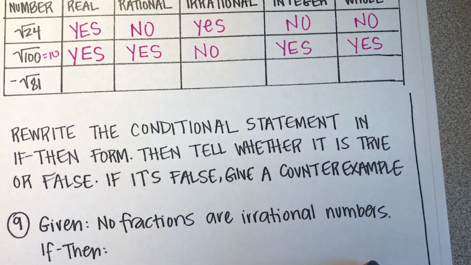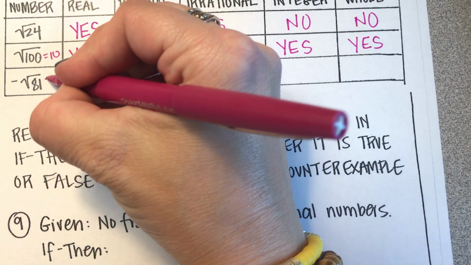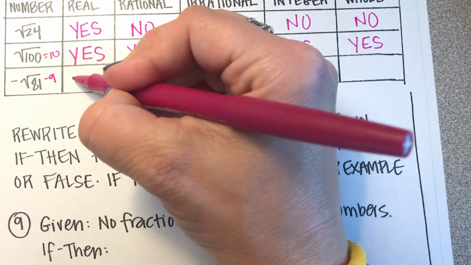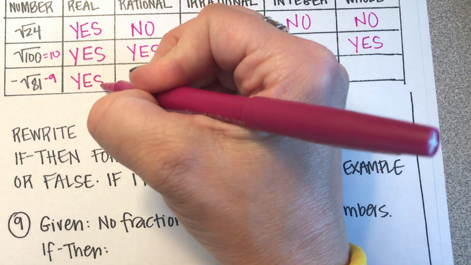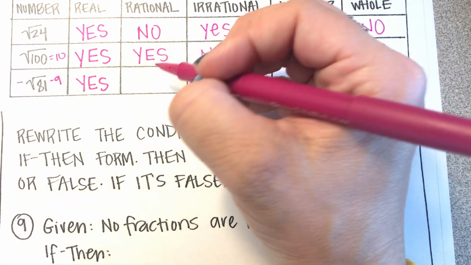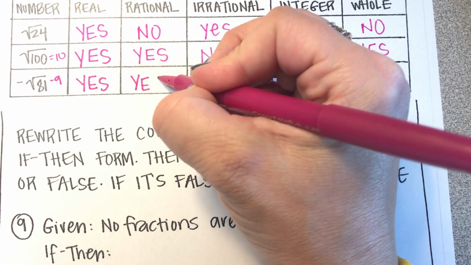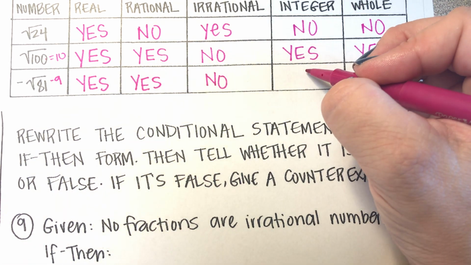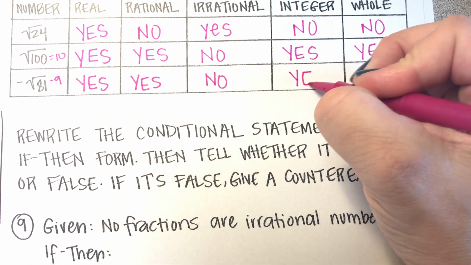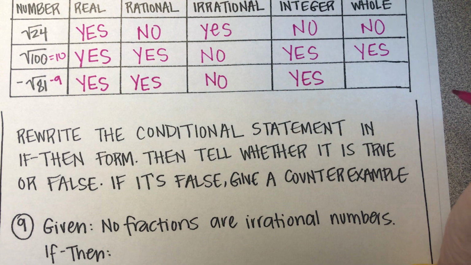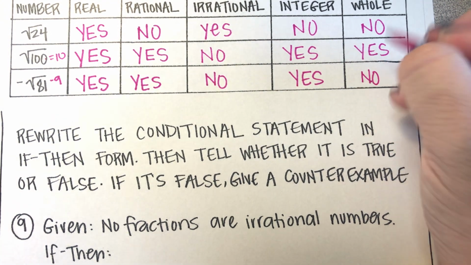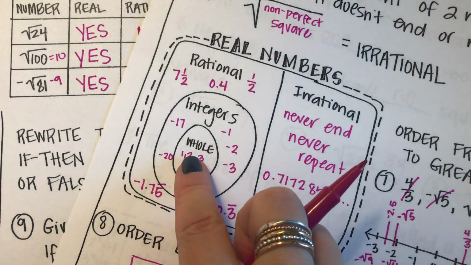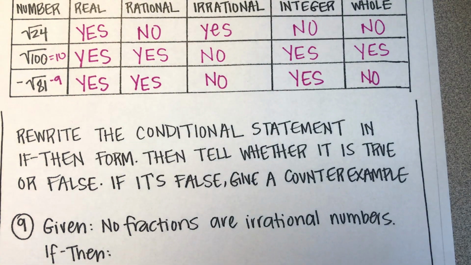Okay, and then I have the negative root of 81. So that's negative 9. Is that real? Yes. Is that rational? Yes. Is it irrational? Nope. Is it an integer? Yes. Is it a whole number? No, because it's negative, right? Whole numbers are your positive counting numbers.